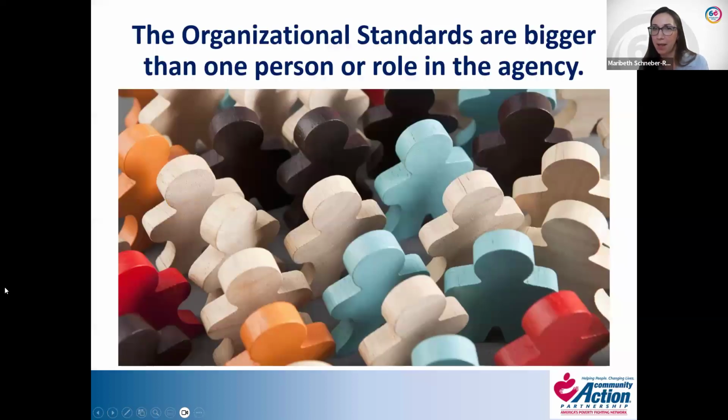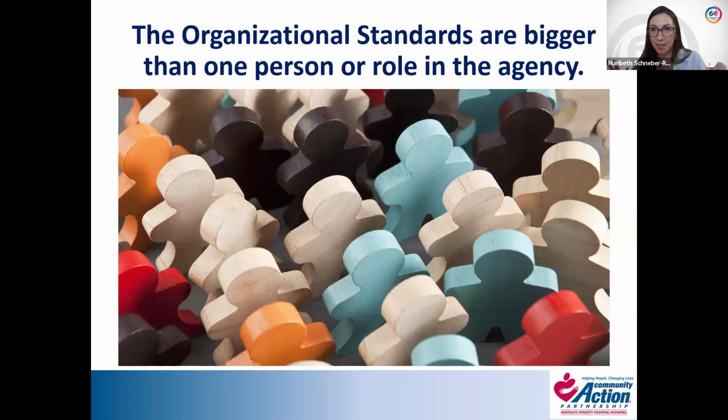Okay, so I have another thing I want to make sure I tell folks on the call. The org standards are bigger than one person or role in the agency. So it is not one person's job to ensure that the org standards are all done, right? You might have one person who is in charge of coordinating the org standards or coordinating with other people to be sure that all the requirements are met.